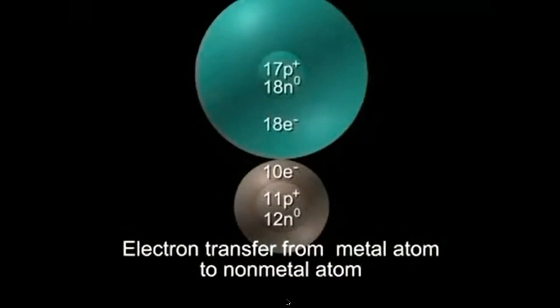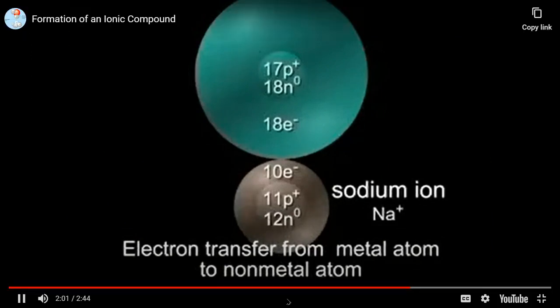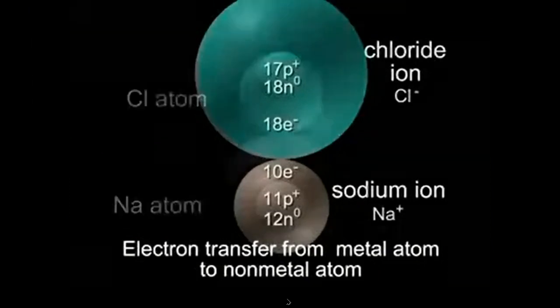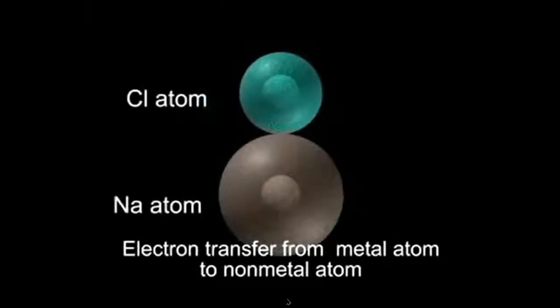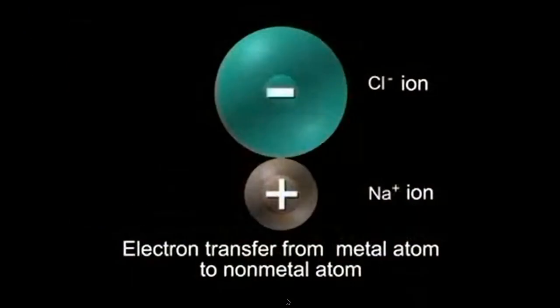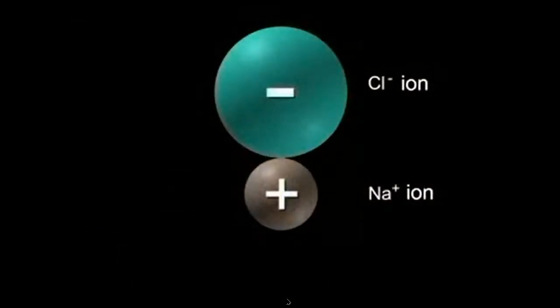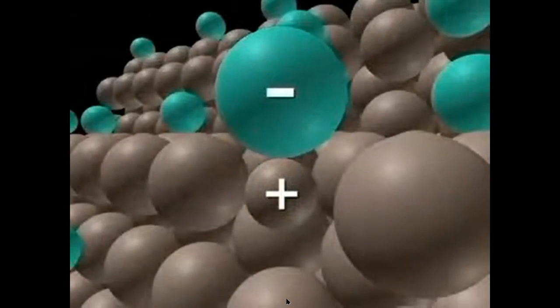The loss of the electron converts the sodium atom into a smaller, positively charged sodium ion, Na+, while the gain of the electron converts the chlorine atom into a larger, negatively charged chloride ion, Cl-. Let's view this essential step once more. Electron transfer and ion attraction occurs countless other times between the sodium and chlorine.